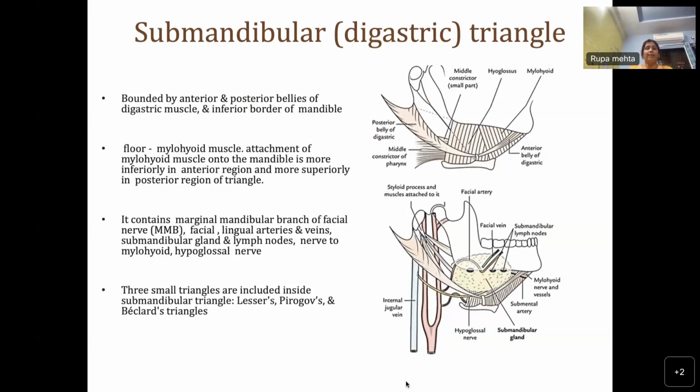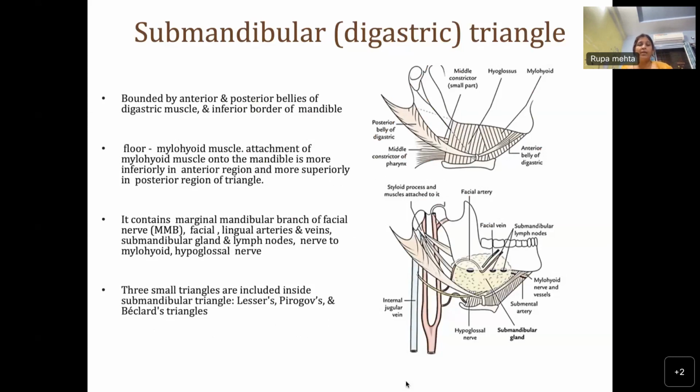Now, the submandibular triangle is bounded by the anterior and posterior bellies of the digastric muscle and the inferior border of the mandible. The floor is formed by the mylohyoid muscle. It contains the submandibular gland with its associated nodes, the facial vessels, the lingual arteries, veins, lymph nodes, the nerve to mylohyoid, the hypoglossal nerve, and the marginal mandibular nerve.